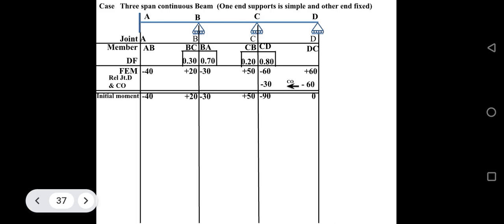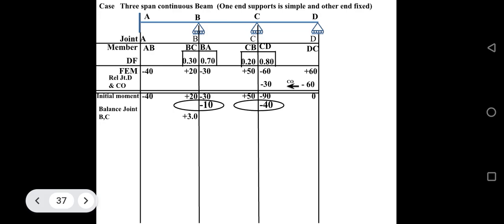Now what to do? You will observe joints B and C. Are they balanced? No. So calculate the unbalanced moment. Write it in a circle. Why do we write it in a circle? Because at the time of addition this moment need not be considered. So that's why this moment is written in the circle. Now what to do? Yes, balance joint B and joint C.